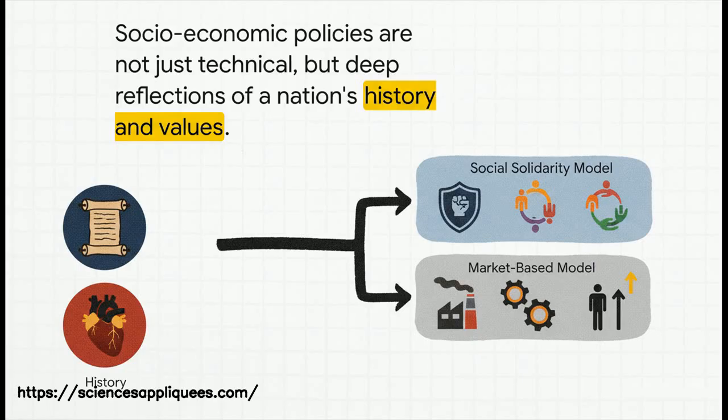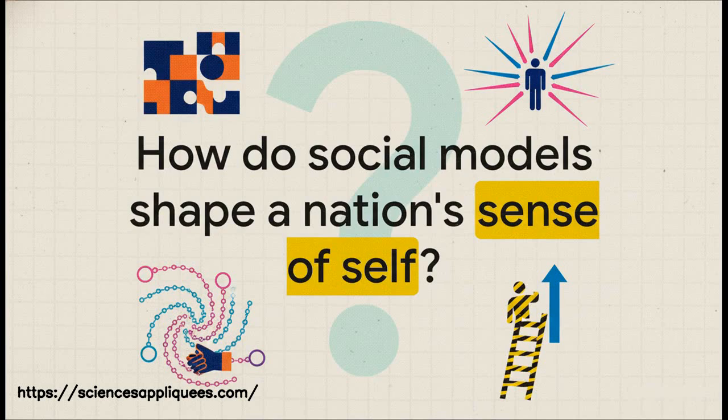and its values. And to leave you with one final thought, something that connects what we've done today to another key part of your AMC program. Think about the theme, expression and construction of self. How do you think growing up in a society built on social solidarity might shape who you are, compared to growing up in one built on market forces and individual responsibility? That's a great question to chew on.